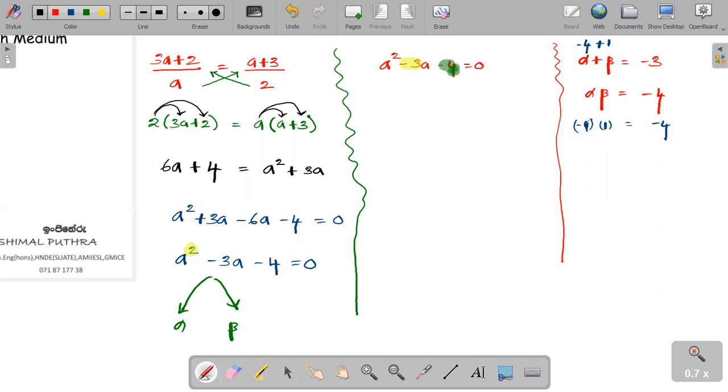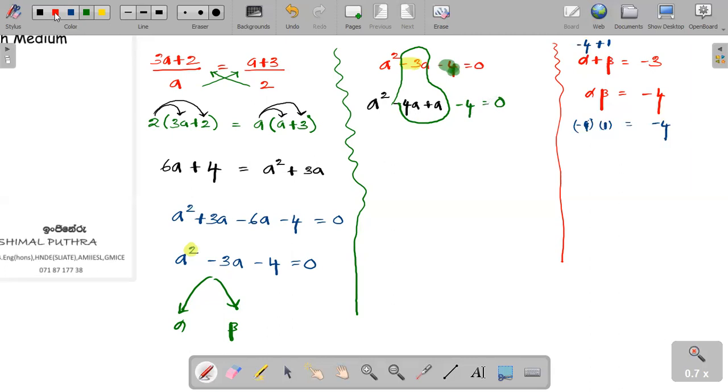That means I can say this equation a squared minus 4a plus a. Yes, we are correct. Why? You can write this 3a in this method. Why? 3a is equal to -4a plus a, which is just -3a. Yes, -4 is equal to 0.